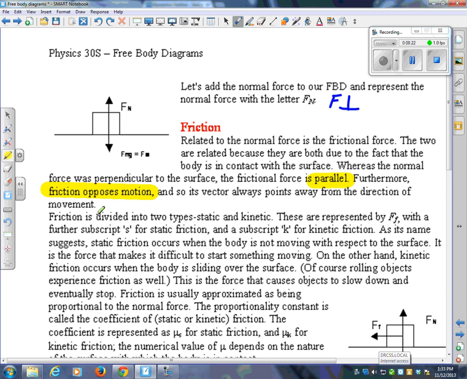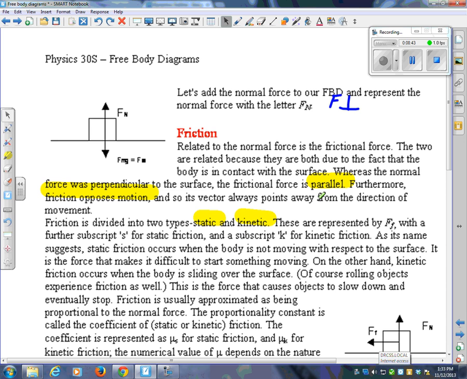Friction is divided into two types, static and kinetic, and we're going to talk more about those in the future. That's not really the concern of today. These are represented by FF, with a further subscript S for static friction and a subscript K for kinetic friction. In other words, FFS and FFK. I put two F's. Well, the big F is for force. The little f is for type of force, friction. What type of friction force? S. Don't worry too much about that.